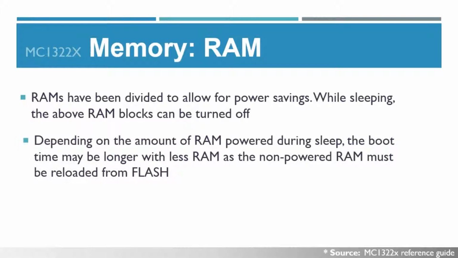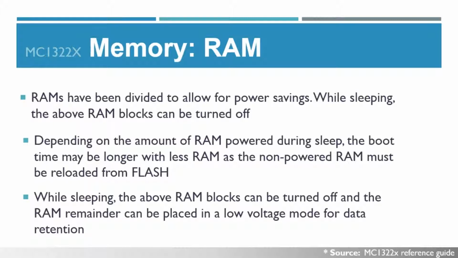And in particular, as we talked about, there is RAM 0, RAM 1, 2, and 3. RAM 0 is 8 kilobytes, and RAM 1 is 24, while RAM 2 and RAM 3 are 32 kilobytes each. A read or write access requires a minimum of 2 system clocks, as we talked about, and depending on the amount of RAM power during the sleep, the boot time may be longer with less RAM, as the non-powered RAM must be reloaded from flash. While sleeping, the above RAM blocks can be turned off, and the RAM remainder can be placed in a low voltage mode for data retention.